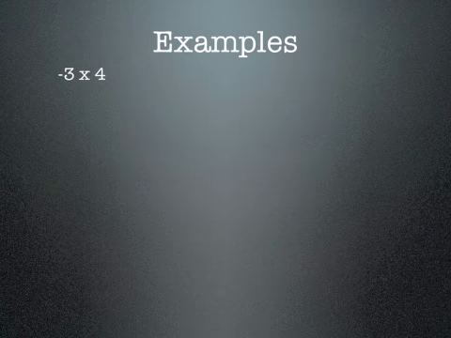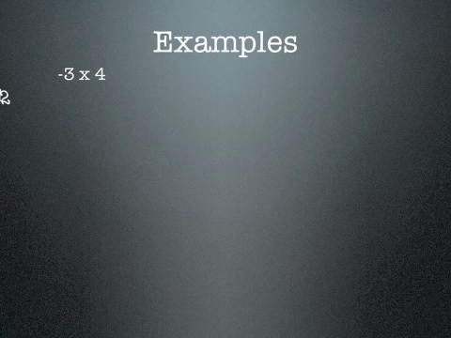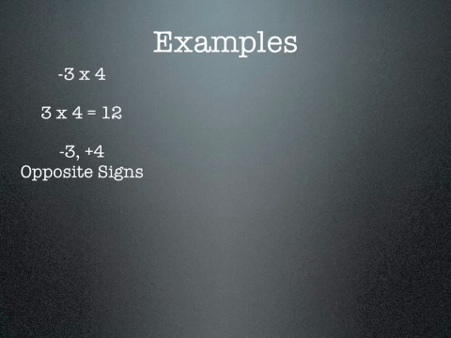Negative 3 times 4. So I just used the regular multiplication. 3 times 4 gives me 12, but now I check to see what sign it is. Since negative 3 and positive 4 have opposite signs, my answer is going to be negative. So negative 3 times 4 will be negative 12.